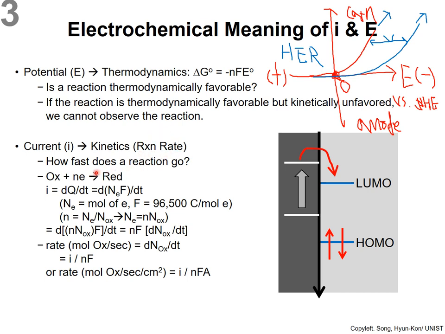That is to say, current is about how fast a reaction goes. Here is the electrochemical reduction process: oxidized species plus n electrons is going to reduce the species. Let me convert the reaction rate into current. Current is defined as dQ/dt. Q is the electric charge and t is the time.